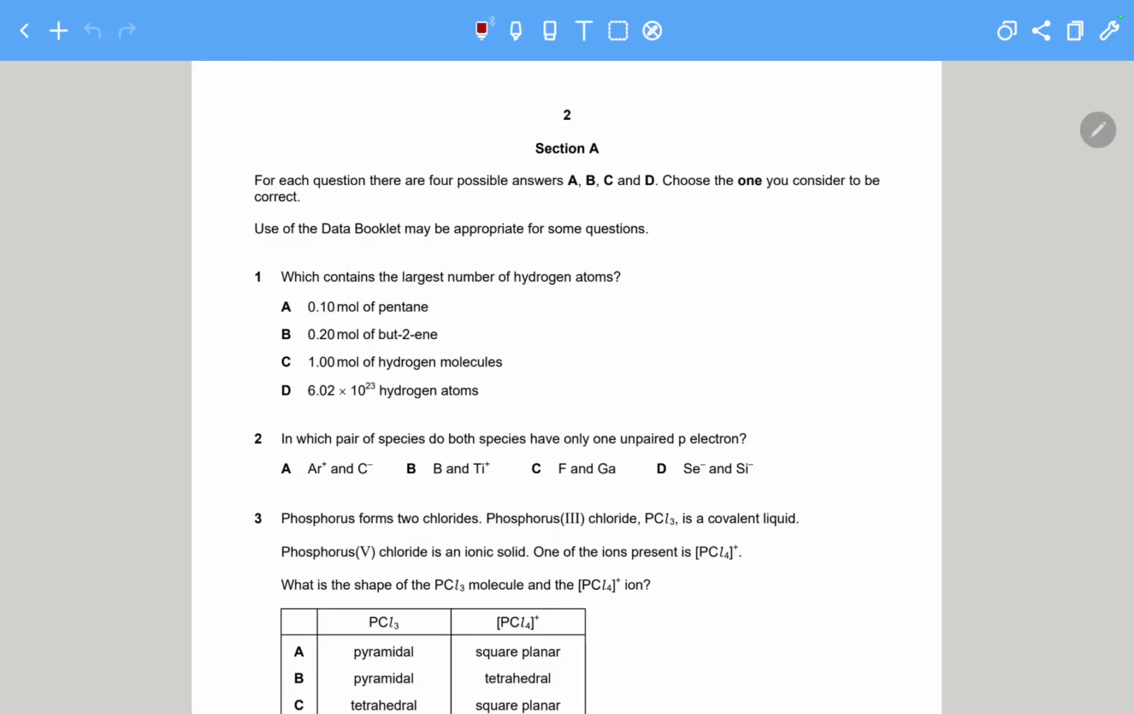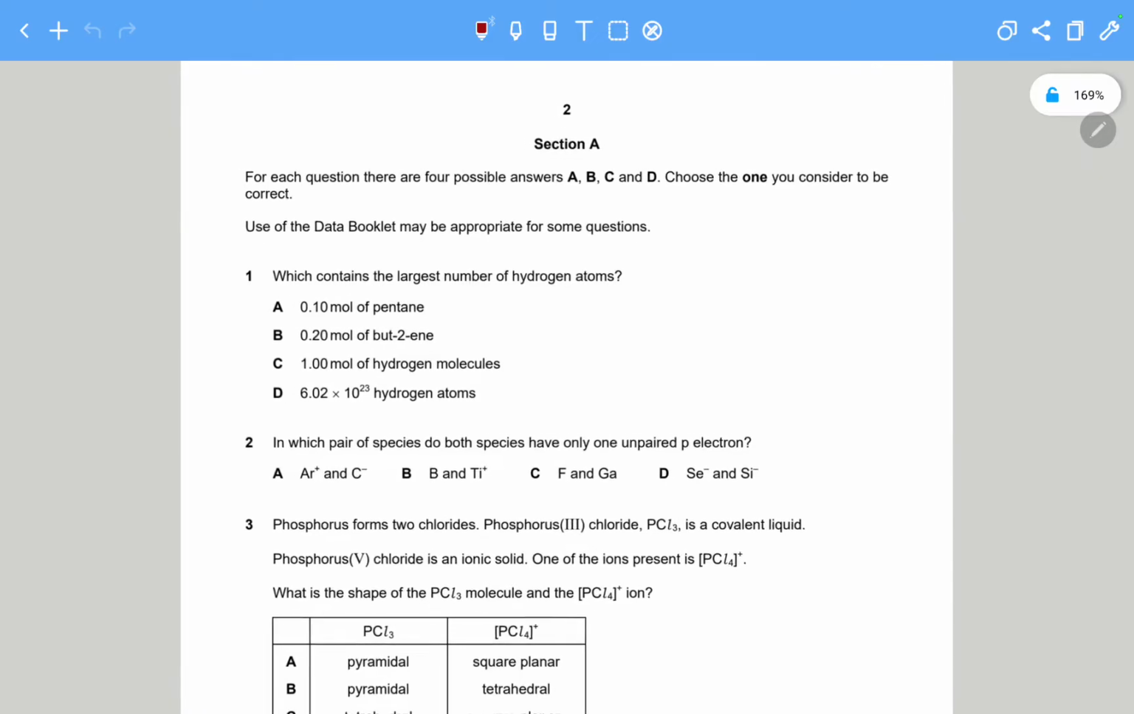So let's start from question 1. Which contains the largest number of hydrogen atoms? The key word here is hydrogen atoms, not hydrogen molecules. So we have these options. Now we'll go through each one of them.